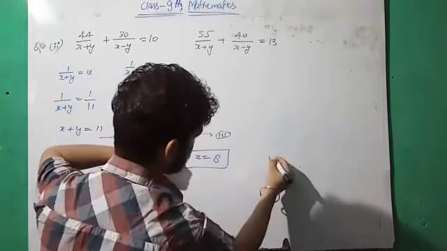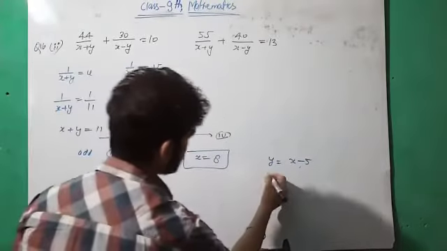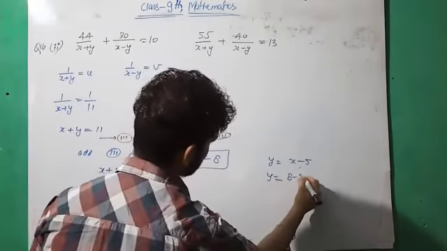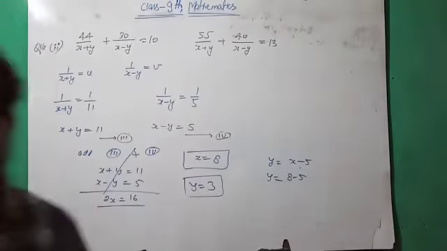From this equation, y equal to x minus 5. So y equals 8 minus 5, so the value of y equals 3. So this is the final solution.